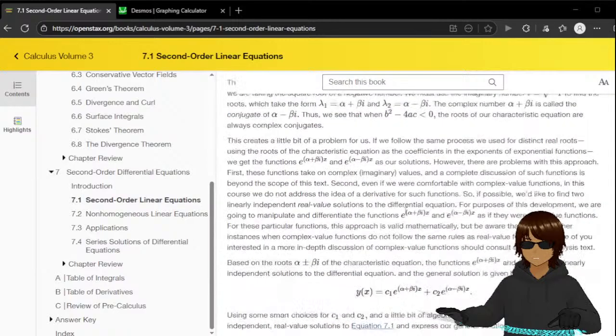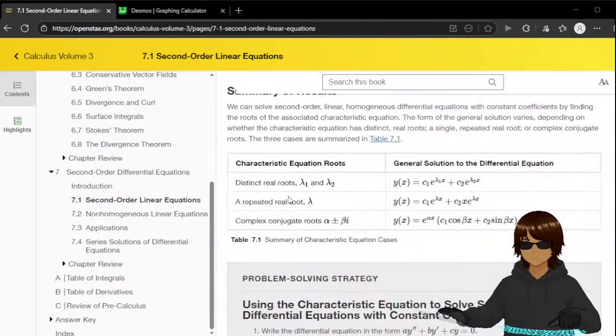And there are three cases. If lambda has distinct roots, a single root, or complex conjugate roots, then the final solution could be any of these three.